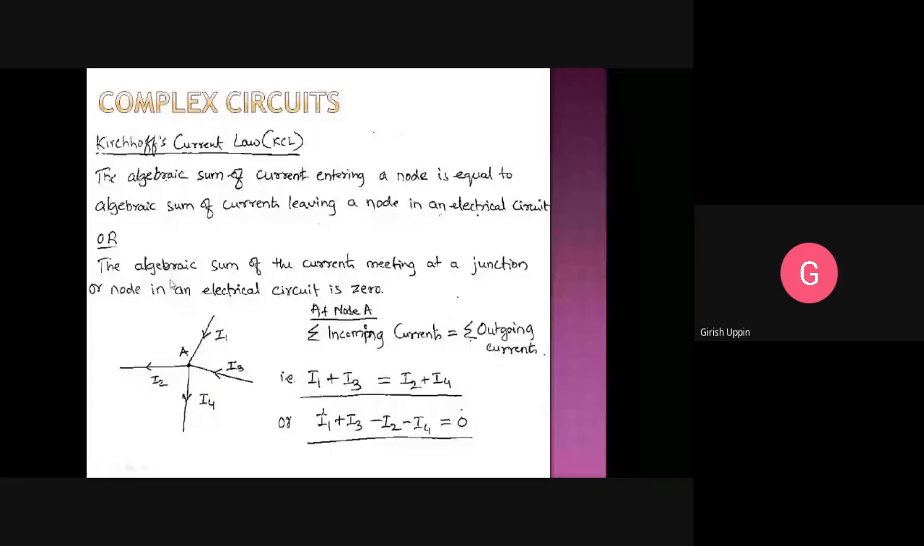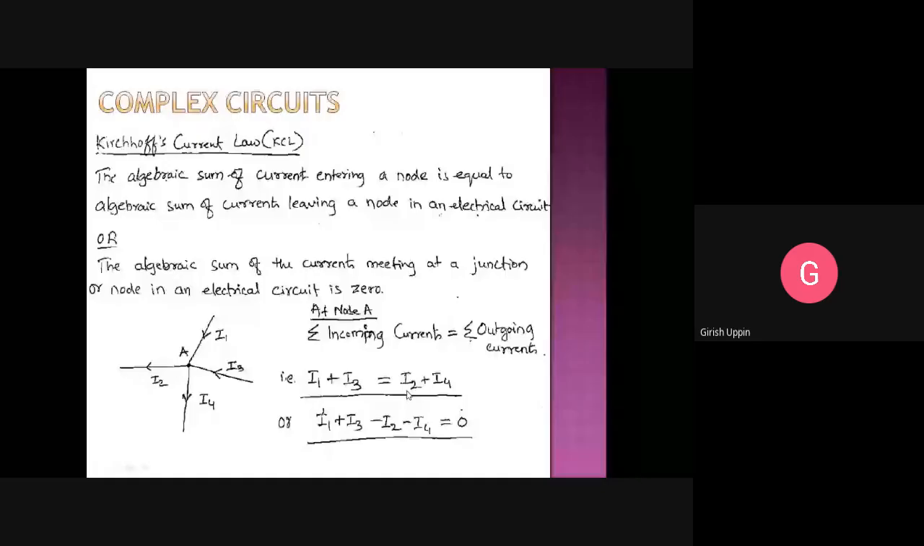So how to apply the current law? At node A, the sum of incoming currents is equal to the sum of outgoing currents. Incoming current I1 plus I3 is equal to I2 plus I4. And if you take I2 plus I4 to the left hand side, it will become I1 plus I3 minus I2 minus I4 is equal to 0, which is nothing but the second statement.